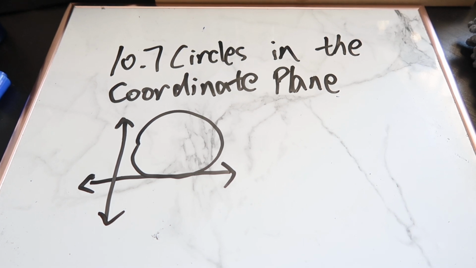Today we'll be doing 10.7, the very last section of the book, Circles in the Coordinate Plane. In this case, we're actually writing equations for circles so they can be graphed in the xy plane. And there's only one focus, one concept in this section, so please pay attention.